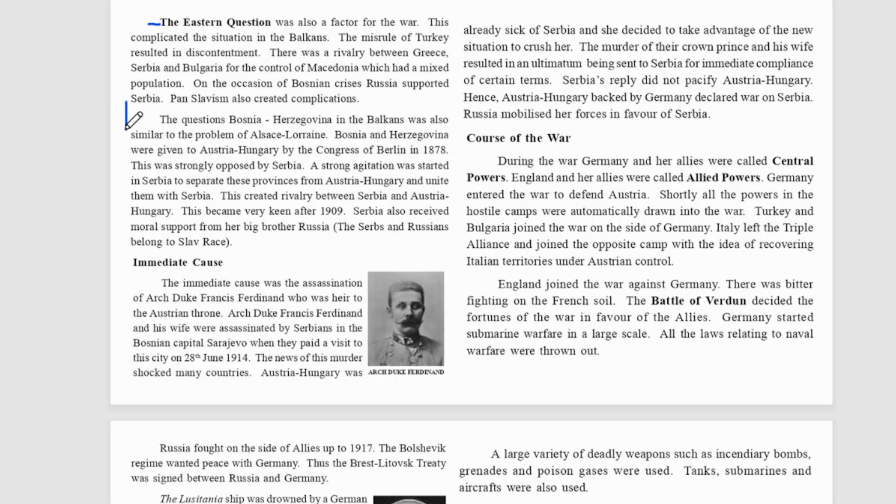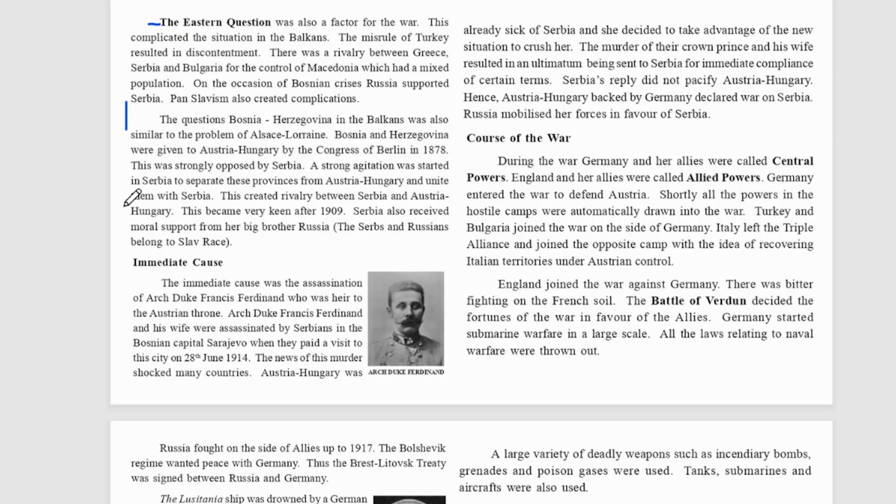And the question of Bosnia-Herzegovina in the Balkans was also similar to the problem of Alsace-Lorraine. Bosnia and Herzegovina were given to Austria-Hungary by the Congress of Berlin in 1878. This was strongly opposed by Serbia, and a strong agitation was started in Serbia to separate these provinces from Austria-Hungary and unite them with Serbia. This created rivalry between Serbia and Austria-Hungary. This became very keen after 1909.